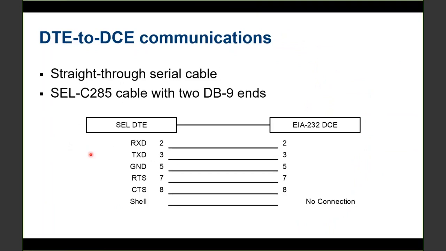Okay, so on our DTE to DCE communications, we talked about it. Basically, all that's needed is a straight-through serial cable, because the SEL-C285 cable passes pin 2 wired directly to pin 2 on the remote end. So this would be like our RXD in, and this would be like our RXD out, and this would be like our TXD out, and this would be like our TXD in pin. And the same with the RTS and CTS. So this would be the RTS out, and this would be the RTS in, and this would be the CTS in, and that would be the CTS out.